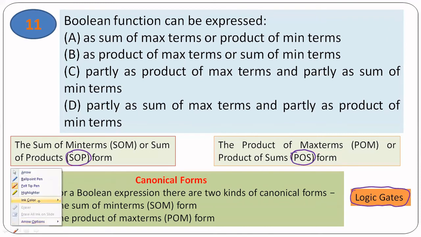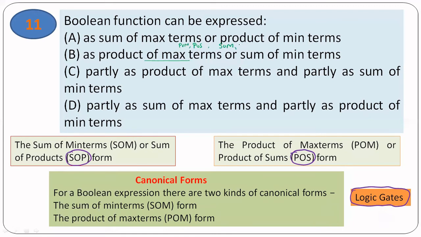Now if we look at the available options, a Boolean function can be represented as a product of max terms. Product of max terms is nothing but POS. And sum of min terms is nothing but SOP. So in that sense, this is the required answer.